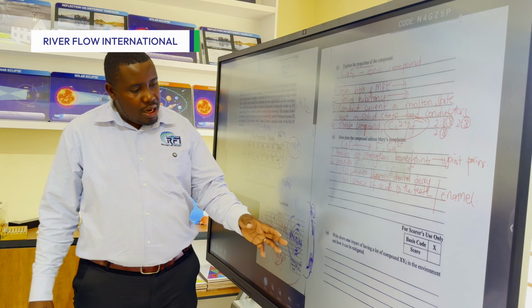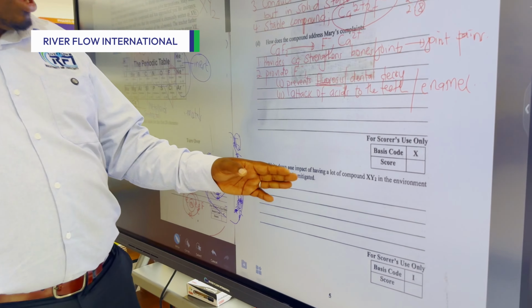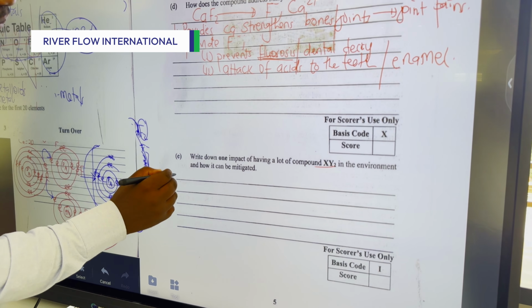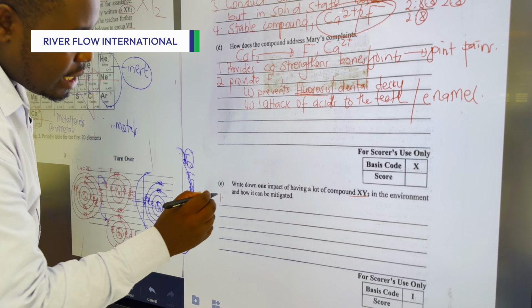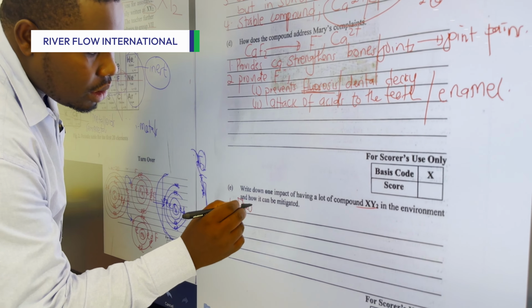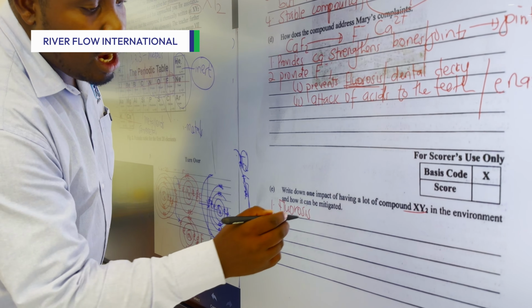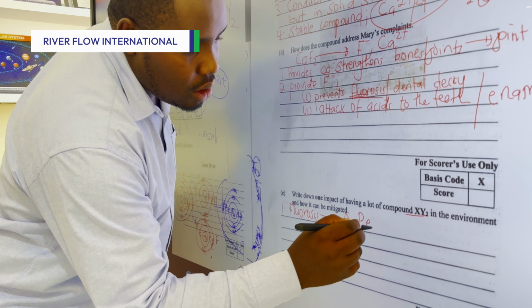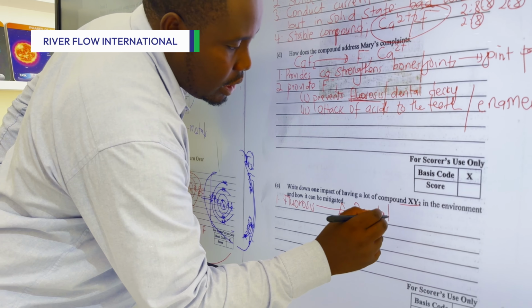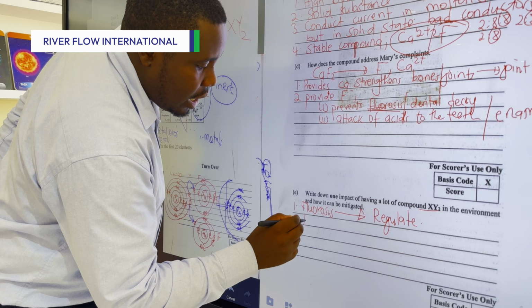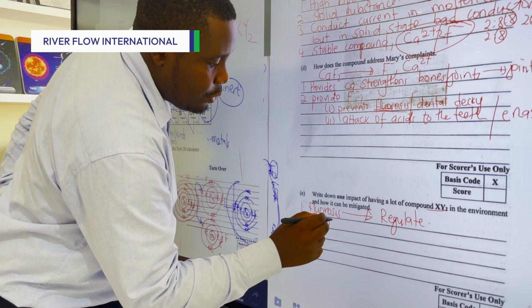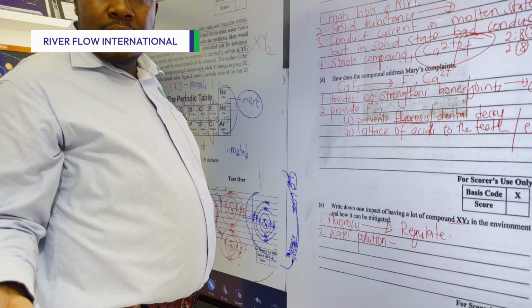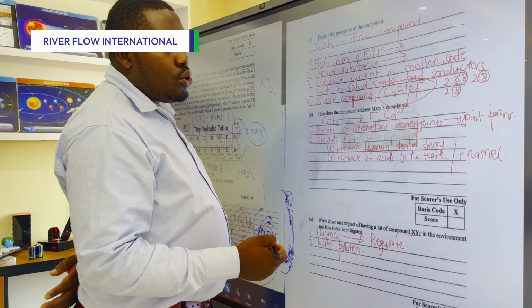And then maybe lastly, we look at, write down, one impact of having a lot of calcium fluoride in the environment. Number one, if they are in excess in the body, they can actually cause fluorosis. How can we prevent this? You regulate usage. You don't overuse. Number two, we can have water pollution if used in excess. When you are writing your answers, make sure that you state excess. If they are used in excess, then you can have water pollution.